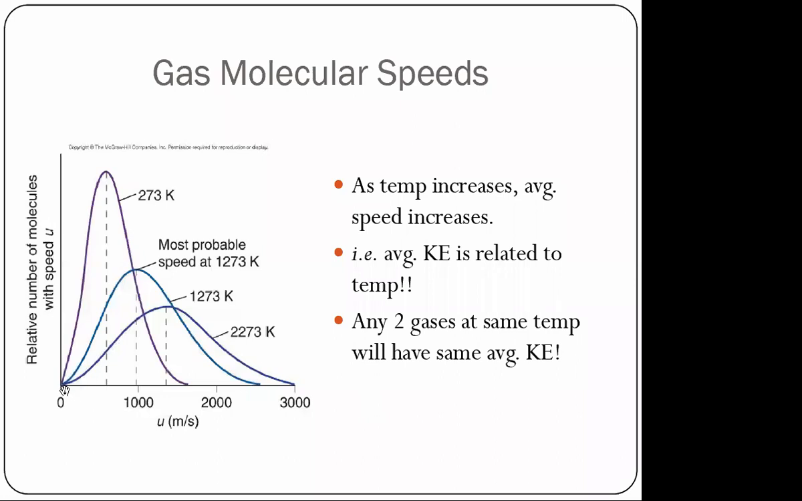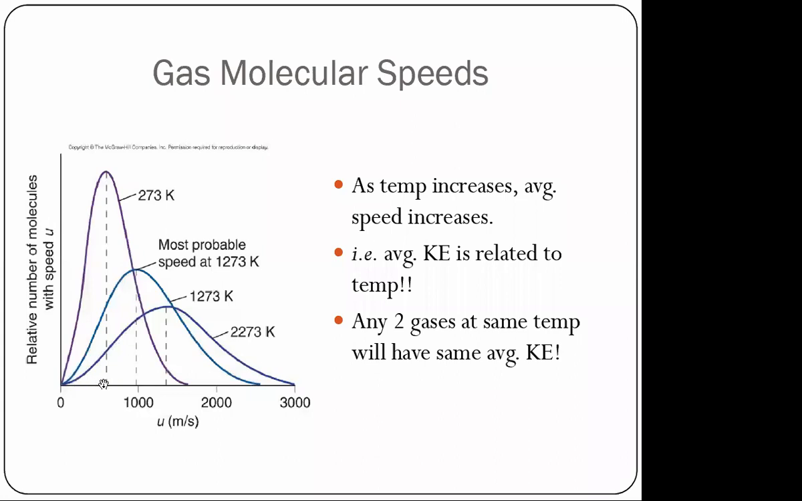You have different distribution of the speed of movement, but the average is what we have here, and that average is directly proportional to the temperature. You will see that as you change the temperature, the average kinetic energy is changing. You have an addition of 1000 Kelvin, and the average kinetic energy increased.